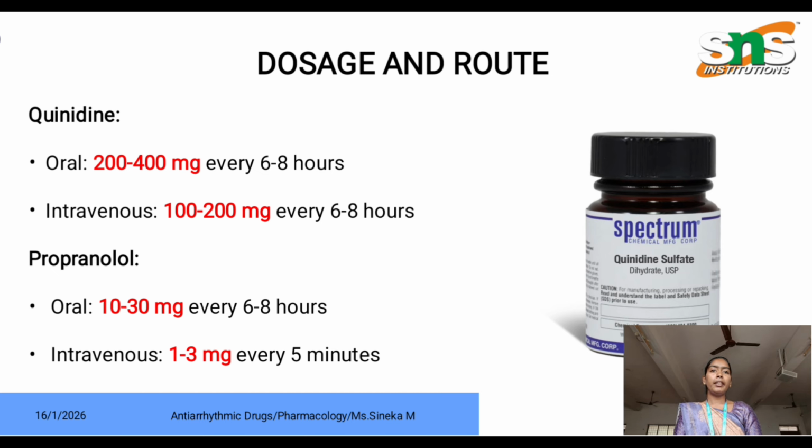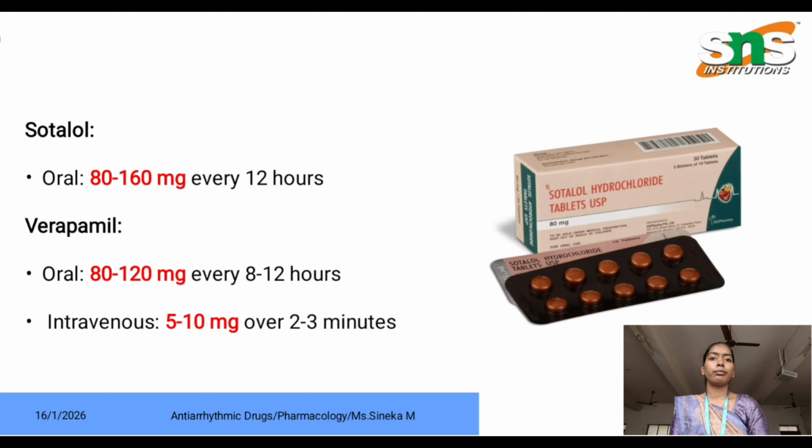Dosage and route: quinidine, orally we will give 200 to 400 mg every 6 to 8 hours, intravenously 100 to 200 mg every 6 to 8 hours. Next is propranolol, orally 10 to 30 mg every 6 to 8 hours, intravenous 1 to 3 mg every 5 minutes. Next is sotalol, orally 80 to 160 mg every 12 hours. Next is verapamil, orally 80 to 120 mg every 8 to 12 hours, intravenously 5 to 10 mg over 2 to 3 minutes.